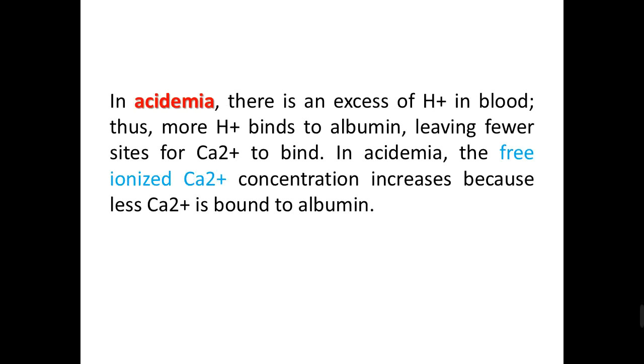For example, during acidemia, when there is high concentration of acid, there is excess hydrogen in blood. Thus, more hydrogen will bind to albumin, leaving few sites for calcium to bind. So, in acidemia, according to this theory, free ionized calcium concentration will increase because there is less calcium bound to albumin. Why? Because the hydrogen ion present due to the acidemia will bind to plasma albumin, leaving free calcium, so the ionized calcium concentration will increase.